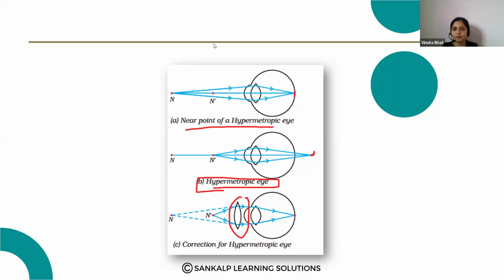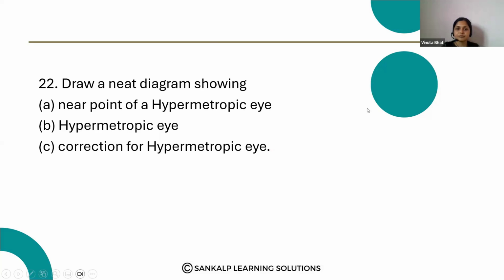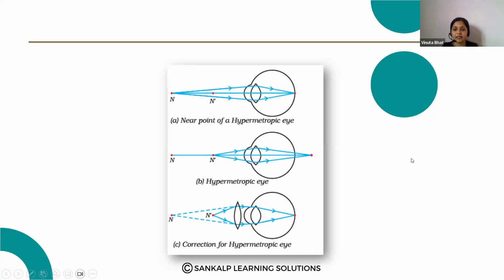Please note down this. Note down the question first. Draw a neat diagram showing the near point of a hypermetropic eye and correction of the hypermetropic eye. So this diagram is also very important, both for myopia and hypermetropia.